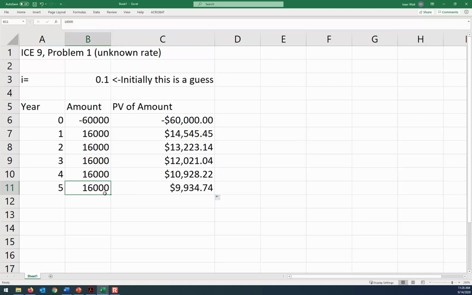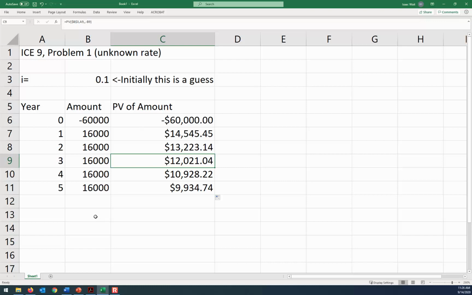16,000 5 years in the future is less valuable than 16,000 1 year in the future. If you only have to discount it by 10% once, then it's going to have more residual value in the present than that same number of dollars that has been discounted 5 periods. And so that effect is made plain: the further you go into the future, the lower the present value of the amount.